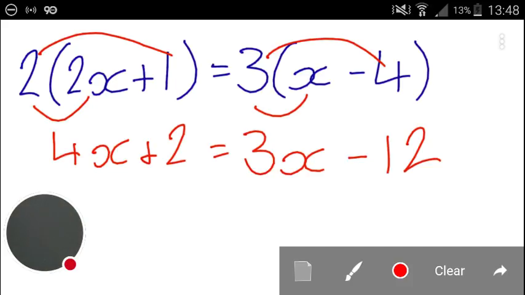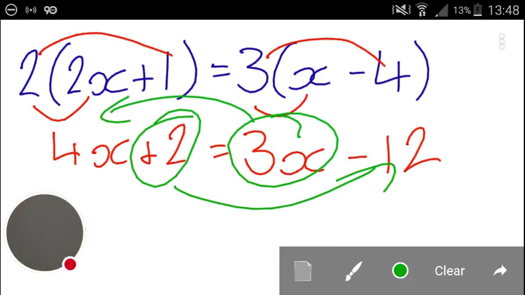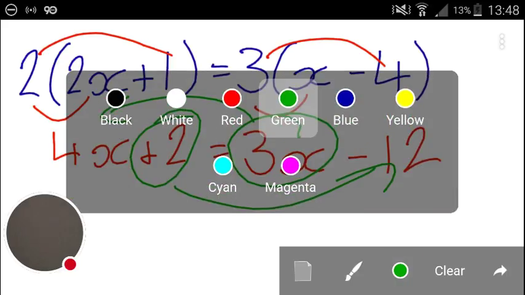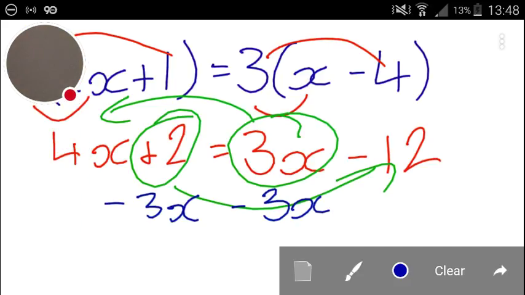Now, what I need to do is gather all my x's onto one side and get all my numbers onto the other side. Now, I've chosen to move the 3x over because that's the smaller one. I always try and move the smaller x because it just makes it easier down the line for you. So, I have to get rid of this 3x, I need to minus 3x, but I need to do that from both sides. So that gives me x. Again, to get rid of this 2, I need to minus 2 from both sides. So that gives me x equals minus 14.